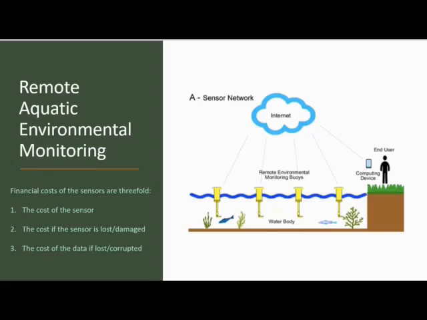In an aquatic monitoring platform, the financial costs of the sensors are threefold. 1. The cost of the sensor, the initial outlay. 2. The cost if the sensor is lost or damaged. And 3. The cost of the data if it is lost or corrupted.